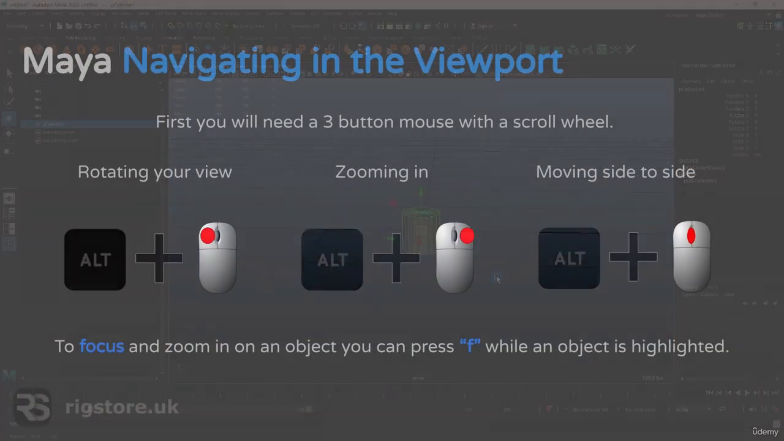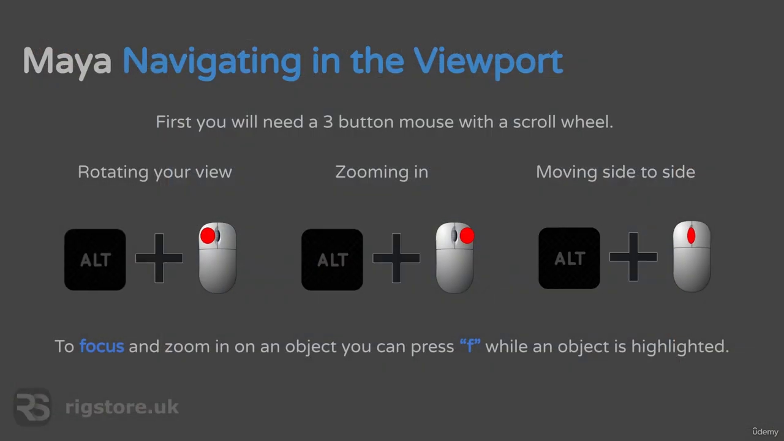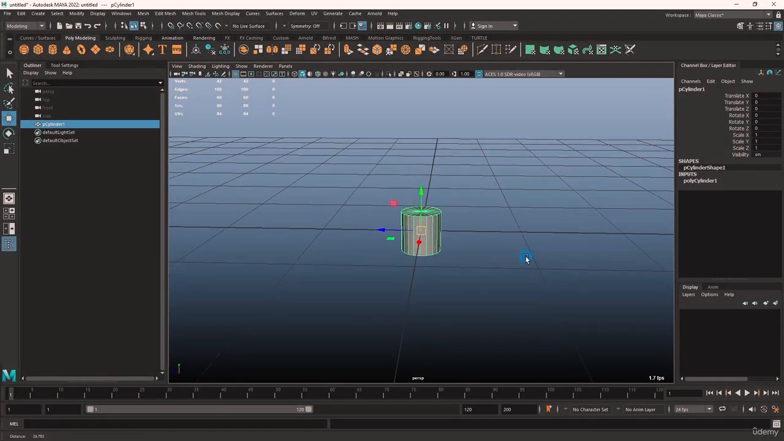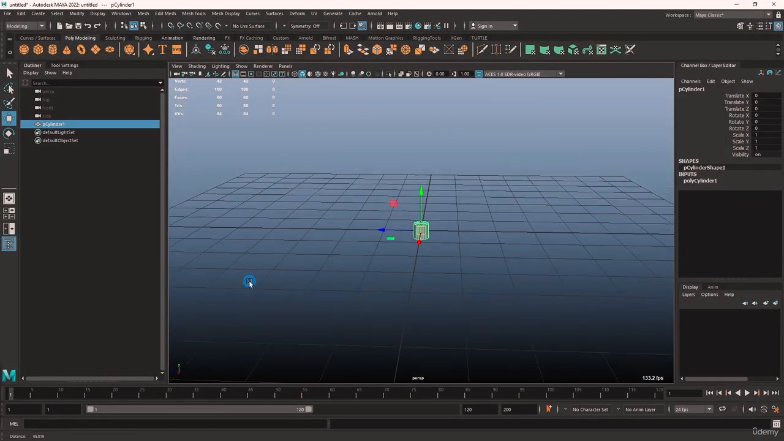Next, we're going to do the same thing with Alt by pushing the key and holding it down, and then pressing the right mouse key, which will zoom us forwards and backwards, in and out.